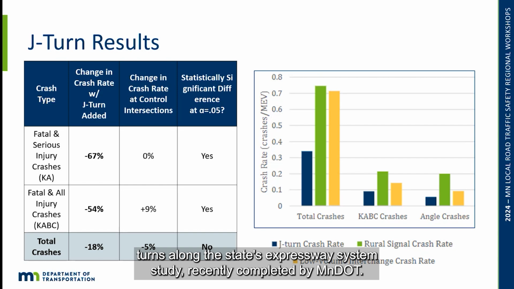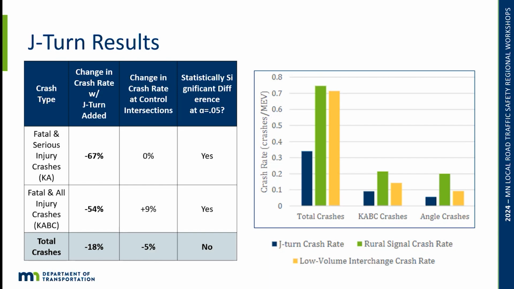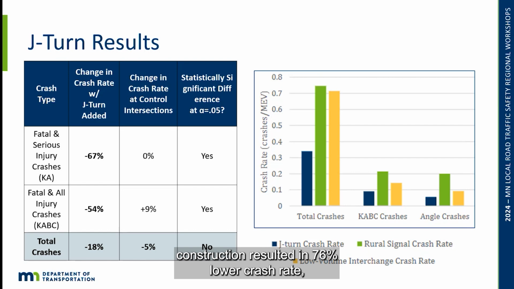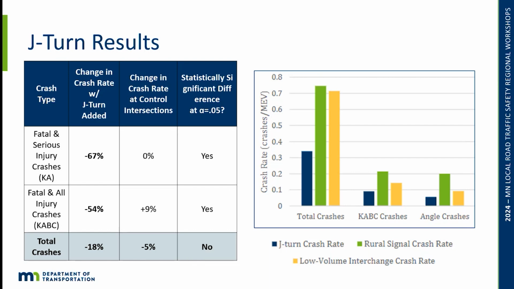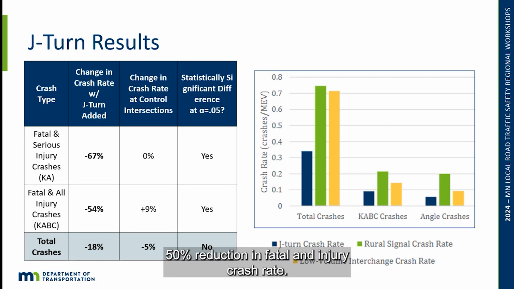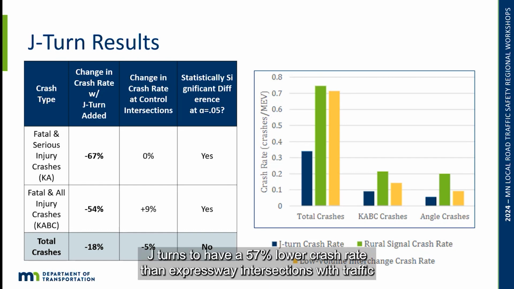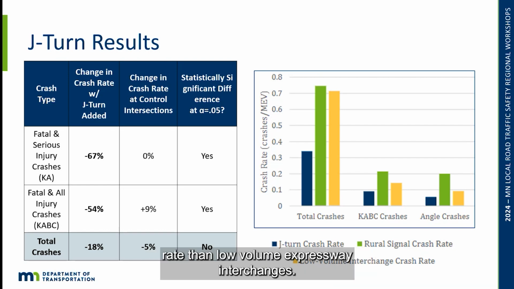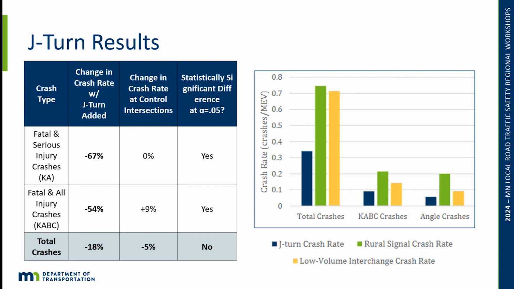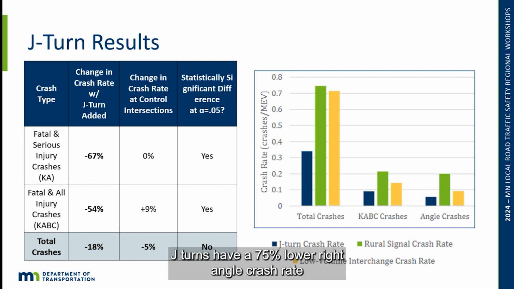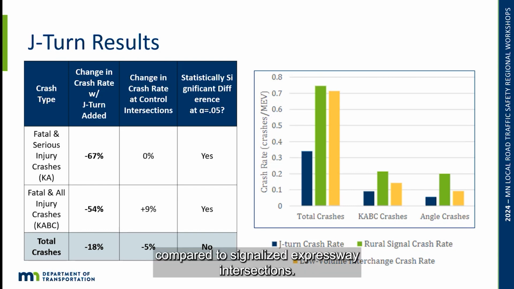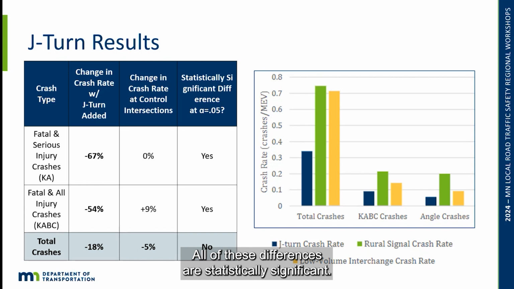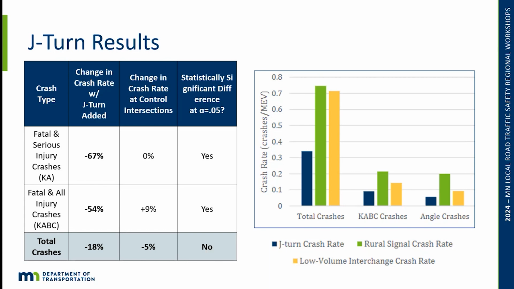A study recently completed by MnDOT safety engineers found J-turn construction resulted in a 76% lower crash rate and a 50% reduction in fatal and injury crash rate. J-turns have a 57% lower crash rate than expressway intersections with traffic signals, and a 54% lower crash rate than low-volume expressway interchanges. J-turns have a 75% lower right-angle crash rate compared to signalized expressway intersections. All of these differences are statistically significant.